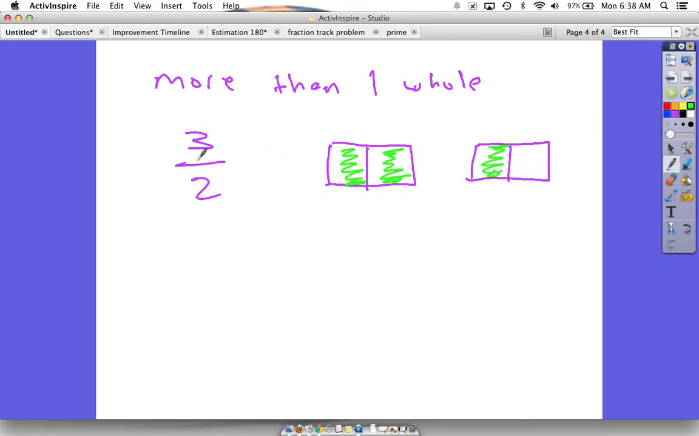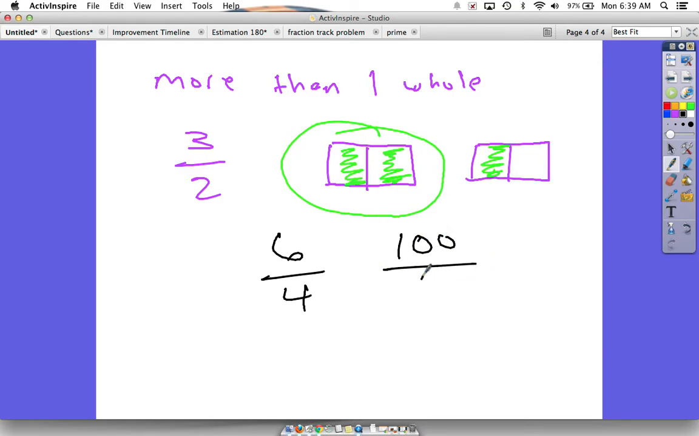So if you think about it, we have 3/2 here, and we have 1, 2, 3 halves. This is more than one whole because we have an entire pan to ourselves, plus one extra half a pan right here. Other fractions that could be more than one whole, like 6/4, are good examples. 100/6 would be more than one whole. Anytime the top number is more than the bottom number, or the numerator is bigger than the denominator, your fraction is going to equal more than one whole.